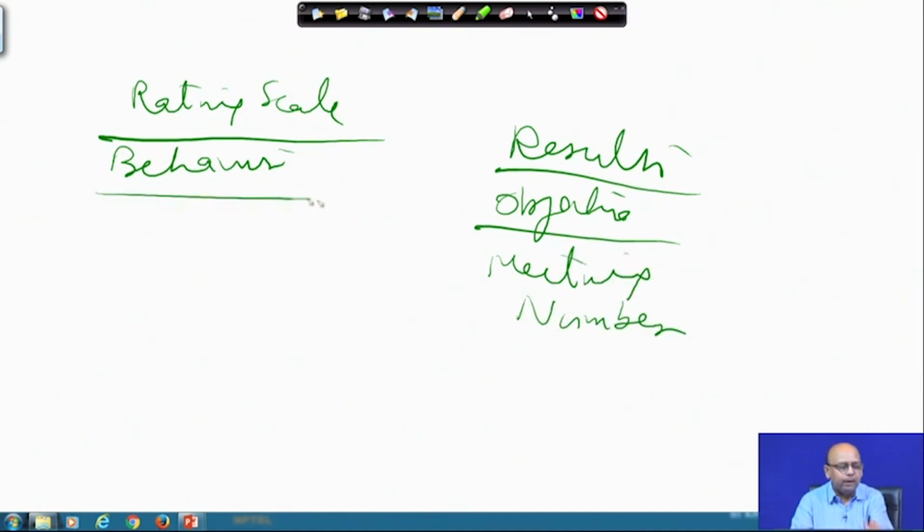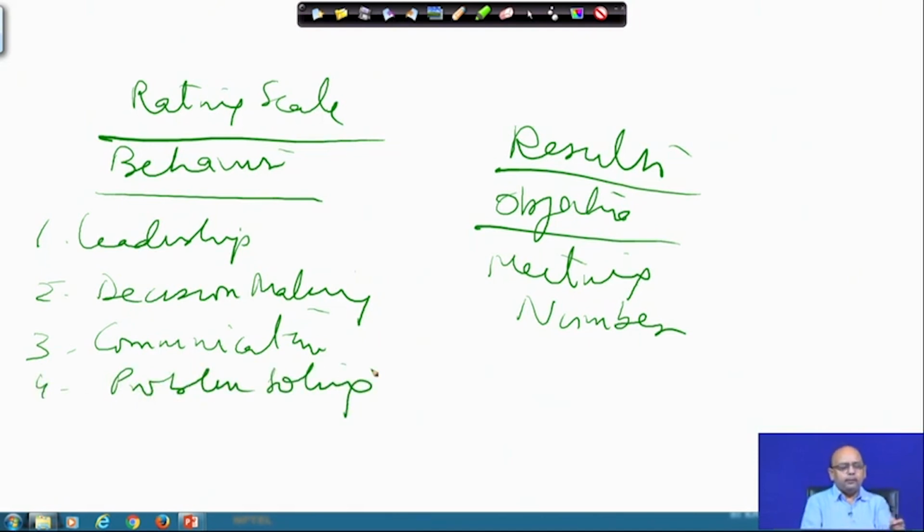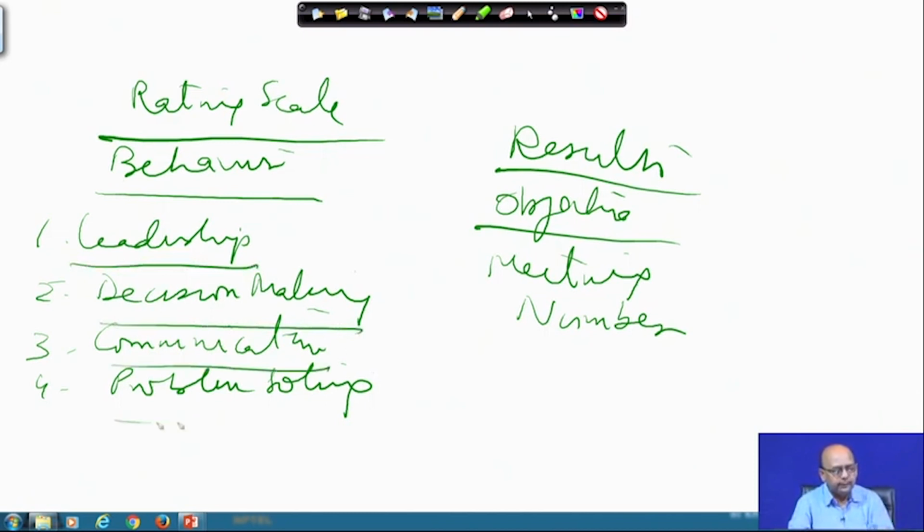In terms of behavioral outcomes, what are the competencies that you are going to look at? So, say for example, leadership, decision making, communication, problem solving. So, for a manager you are going to use these behavioral skills. These are the competencies which are going to show. So, for these competencies then you are going to identify the different kinds of behaviors 1, 2, 3 which indicate that these competencies are present or not.